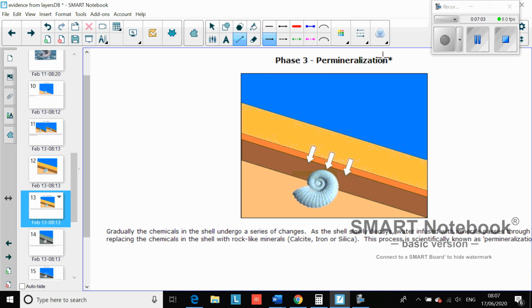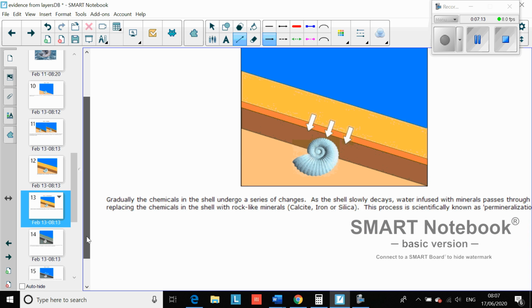Right, permineralization. Now you'll definitely need this in your storyboard. Gradually, chemicals in the shell undergo a series of changes. As the shell slowly decays, water-infused minerals pass through, replacing chemicals in the shell with rock-like minerals, calcite, iron, and silica. This process is scientifically known as permineralization.